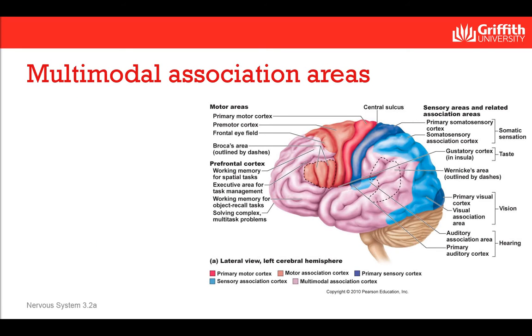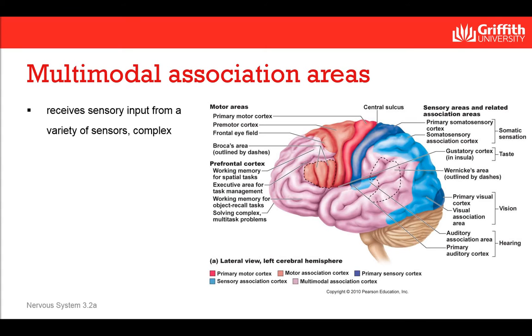All of the association areas that we have considered so far have been tied tightly to one kind of primary motor or primary sensory cortex. However, as you can see in this diagram here, there is a large percentage of the brain, coloured in violet, that consists of complexly connected multimodal association areas.